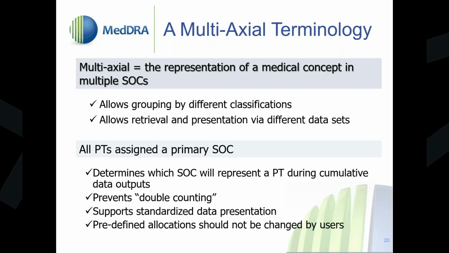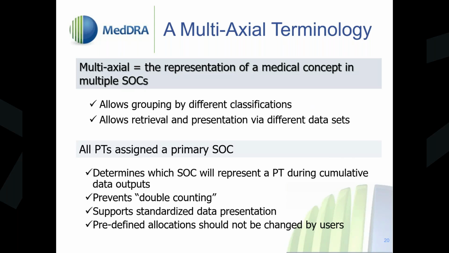So going back to that lung cancer term, if you want to see that lung cancer term under lung disorders, you can run your listing and show the secondary system organ class and see it with other respiratory terms. But the lung cancer in MedDRA exists under the primary system organ class of neoplasms. It is always grouped with all the other different kinds of neoplasms and cancer in the default setting. But we don't want to count it twice. We don't want to see it under both system organ classes when we run our data outputs and run our summaries. So there has to be a primary system organ class assigned.